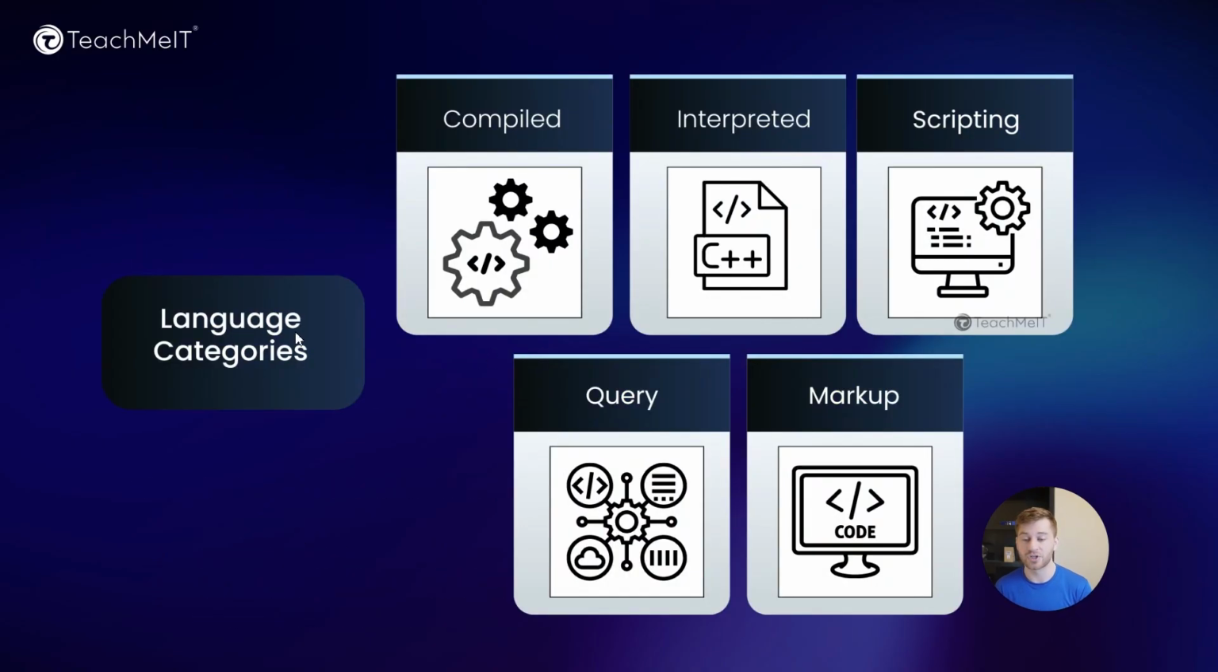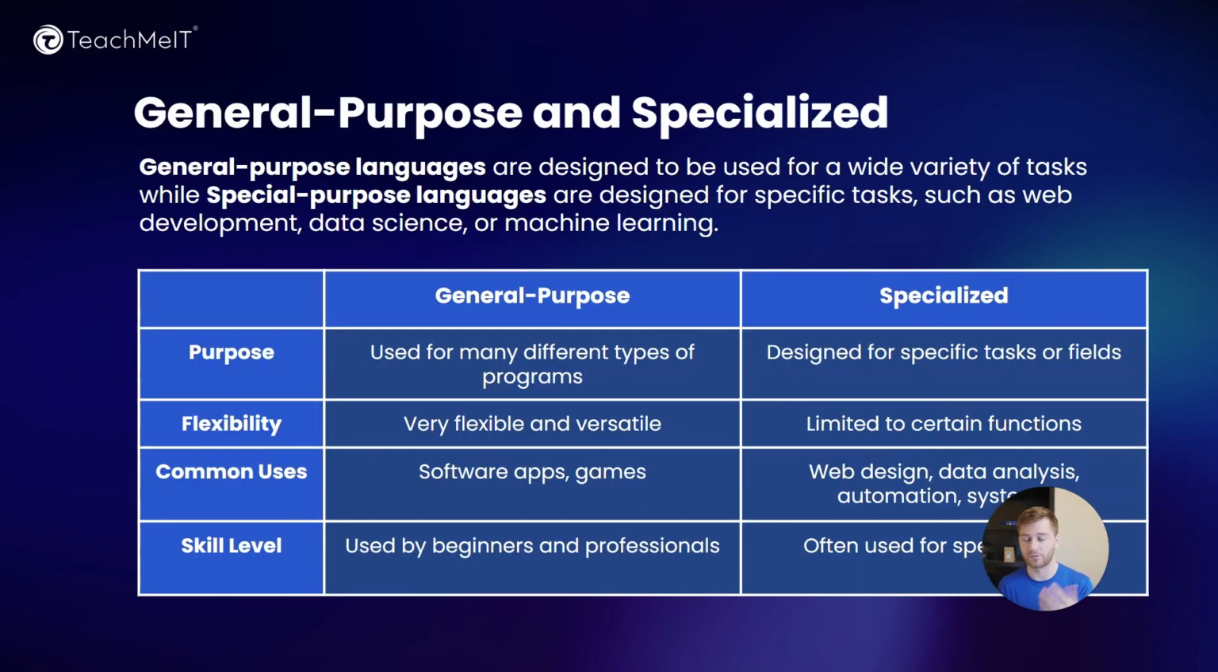Next are the language categories that we're going to be exploring. We're going to be exploring these 5 categories for the Tech Plus exam. First, we're going to explore compiled languages. Then we're going to explore interpreted languages. From there, we'll explore scripting, query, and markup languages as well. Before we dive into those 5 software categories, let's go into general purpose and specialized languages.